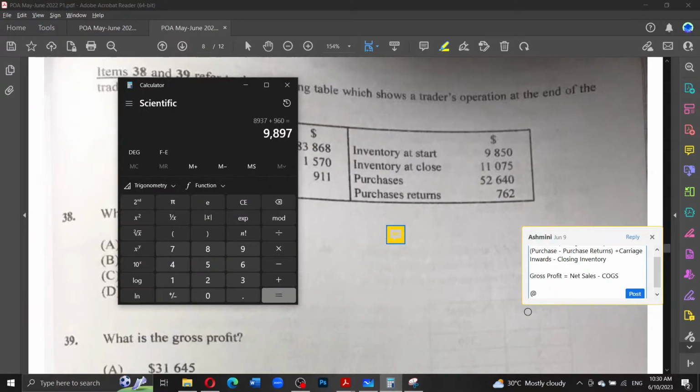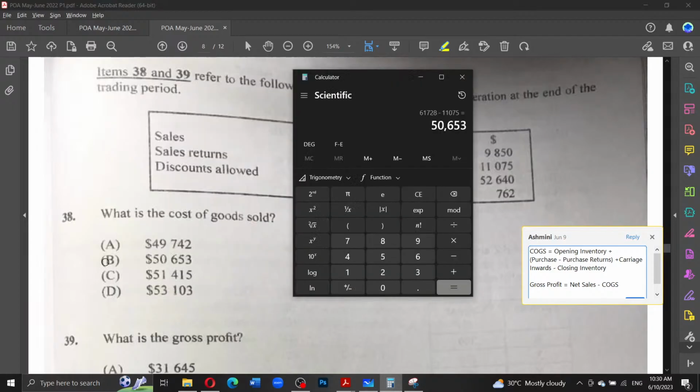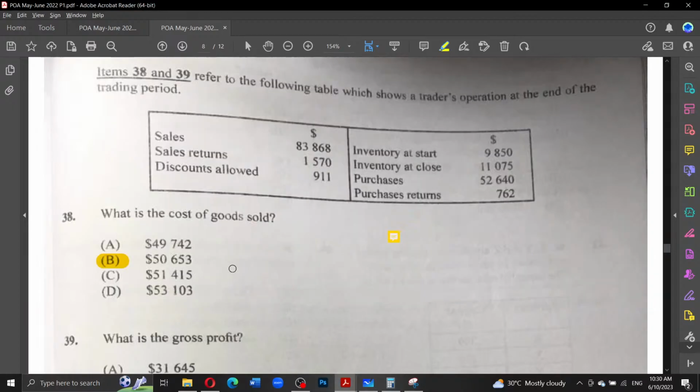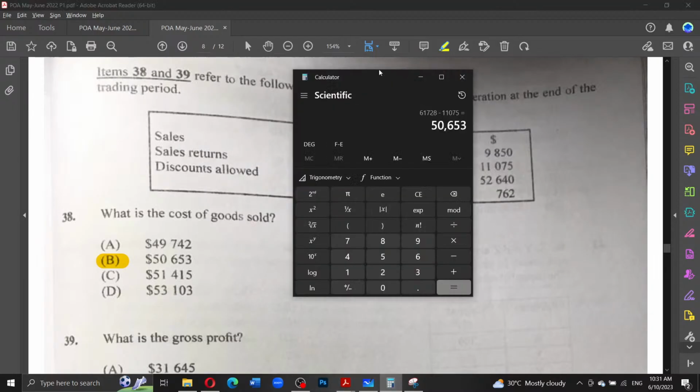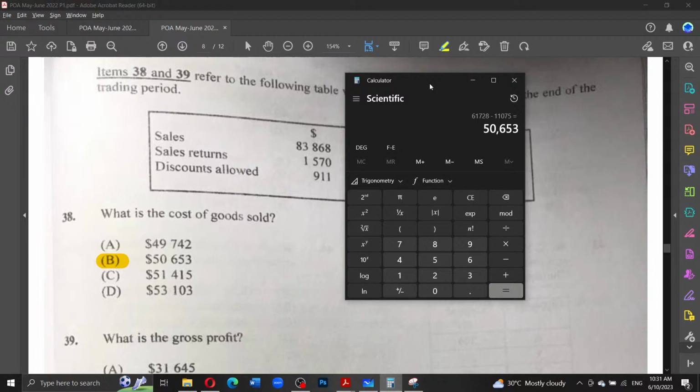Inventory. Look at this formula here. Opening inventory is 9,850 plus purchases, which is $52,640, minus purchase return $7,762, minus closing inventory $11,075. So the cost of goods sold is this here, $50,653.